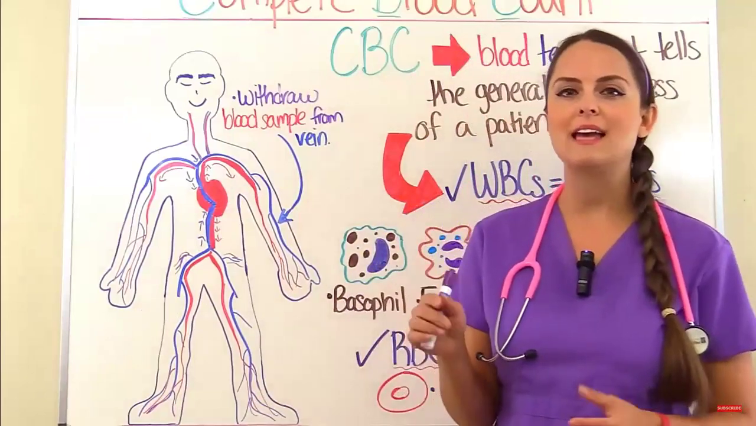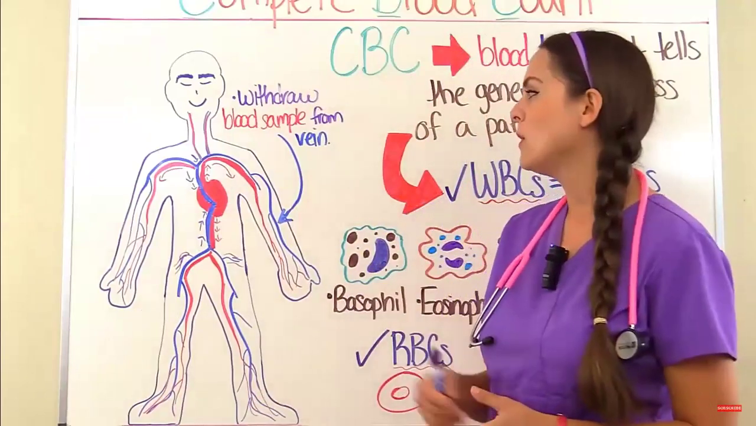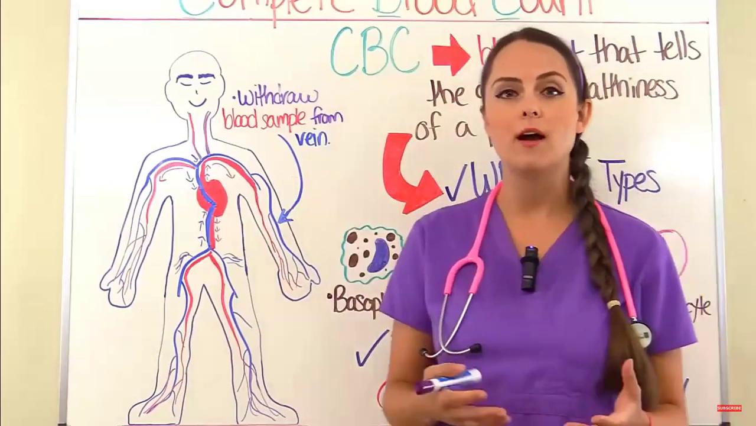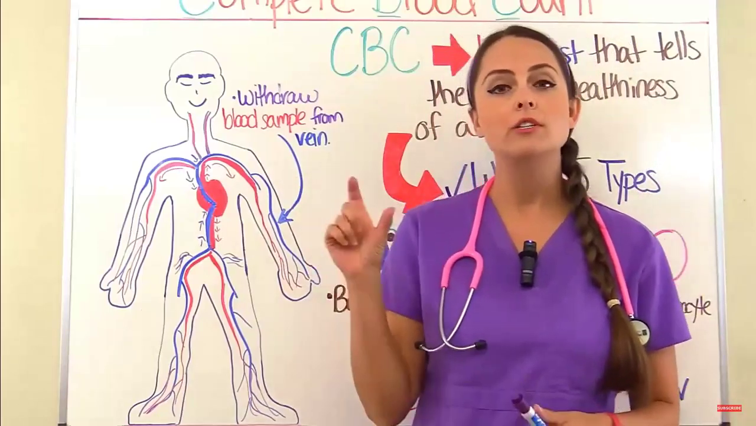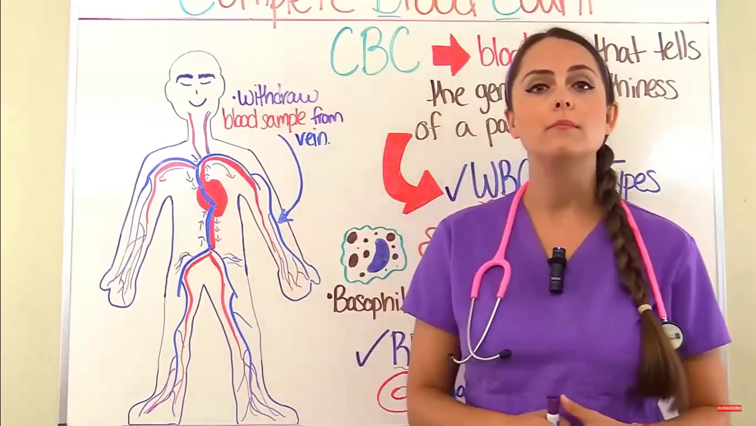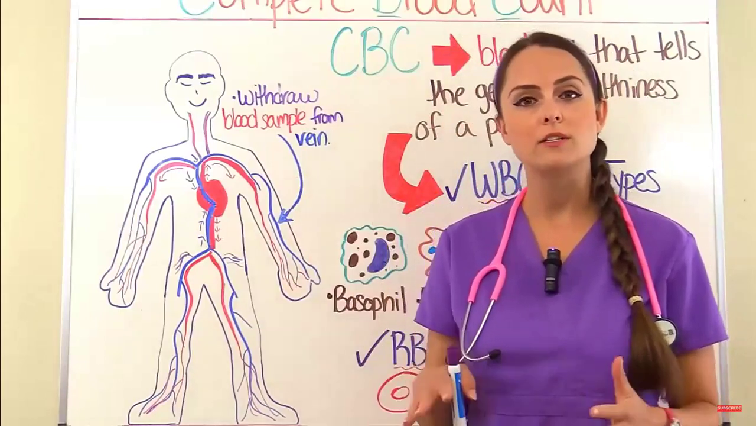Now, how do we collect a CBC? Well, we stick the patient's vein and withdraw the blood sample from that vein. And it'll go into a tube, and then we'll send it to the lab, and the lab will run the complete blood count and then send you back the results.